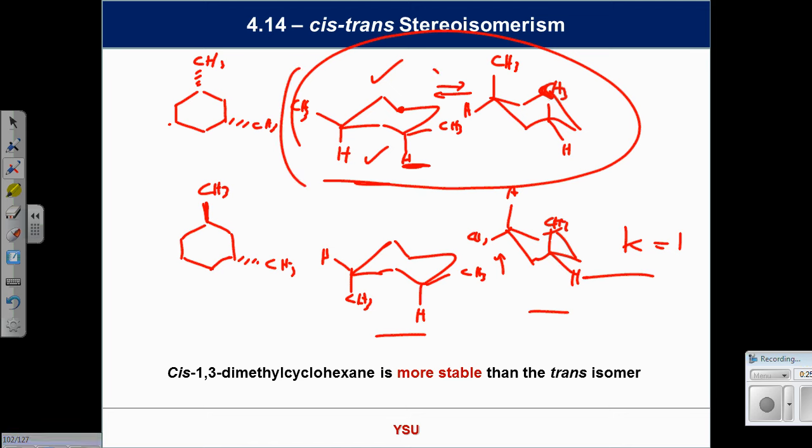Because both large groups can be equatorial. And very little, if any, will look like this on the right. It's going to look like this on the left, and that's by far the better of the two situations. Adds up, yeah? The cis isomer is better. Now, don't memorize this because you won't remember it. Practice it. Have a go at it.